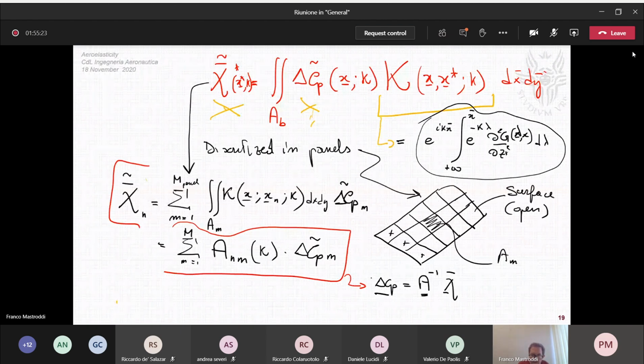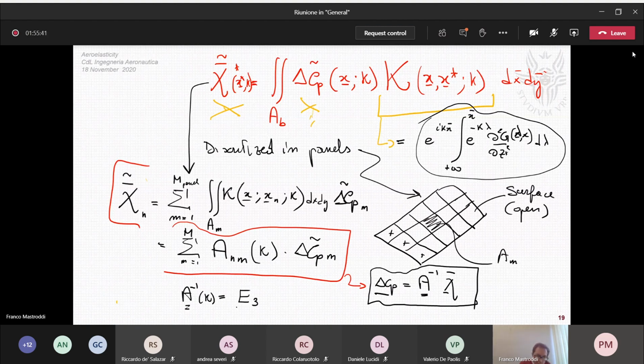And this means that this unique operator, A to the minus 1, the inverse of this matrix, has the same role as A to the minus 1 as a function of K, has the same role of the A3 operator by the A2 operator we found in the general case of a body with a thickness. And therefore, this is the result of this theory.